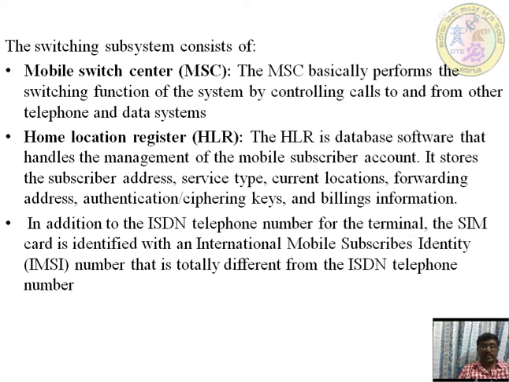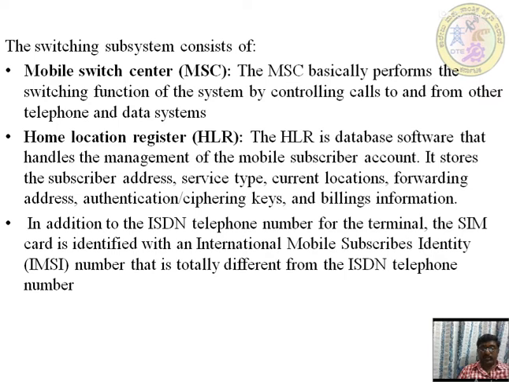It stores the subscriber address, service type, current locations, forwarding address, authentication or ciphering keys and billing information. So the home location register, HLR, is how, nowadays, whatever crime has been done is easily located by these home location registers. It means the data about where exactly your mobile phone is being used, whom you have called, and for how much time you have talked will be stored. So all the crimes are found easily.